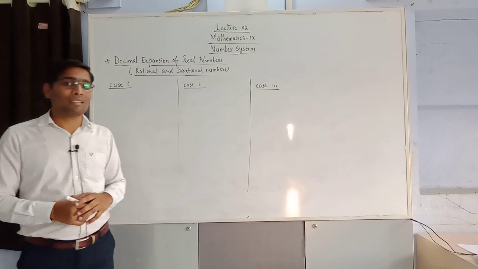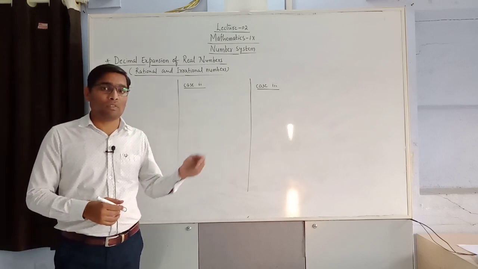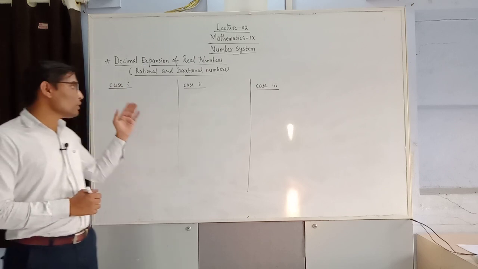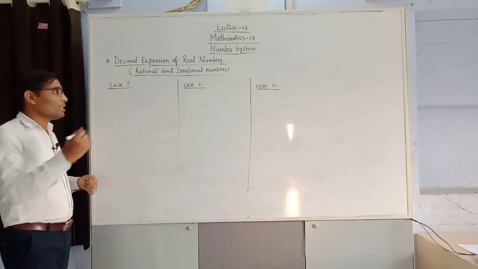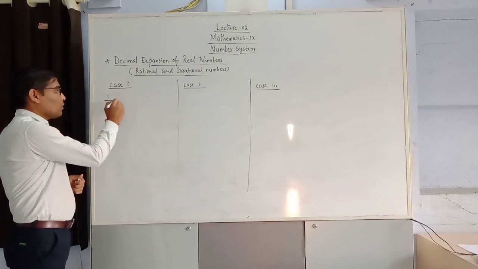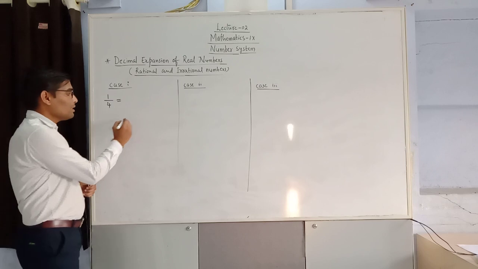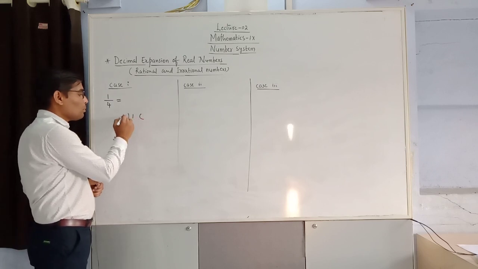Now there are three cases in the decimal expansion of rational and irrational numbers. Let's see them one by one. Moving to the first case, case 1. Take the number 1 by 4. Find out the decimal expansion of 1 by 4. That is, divide 1 by 4.